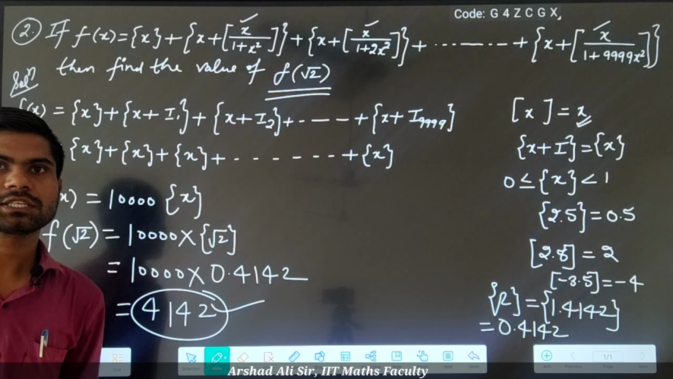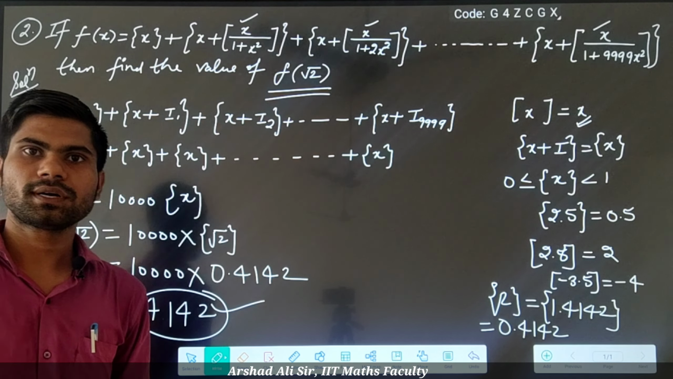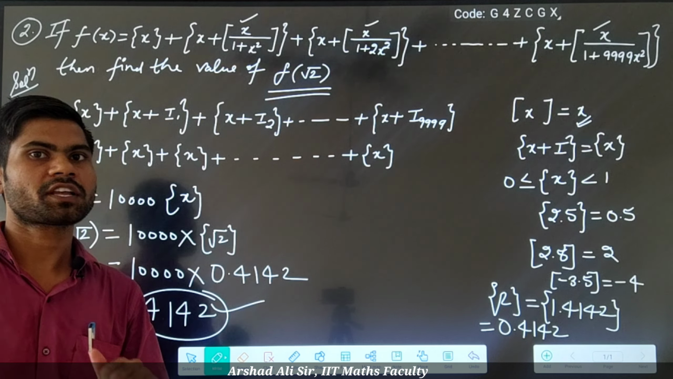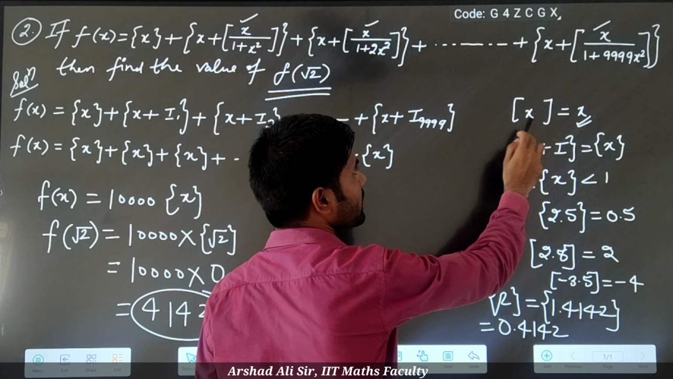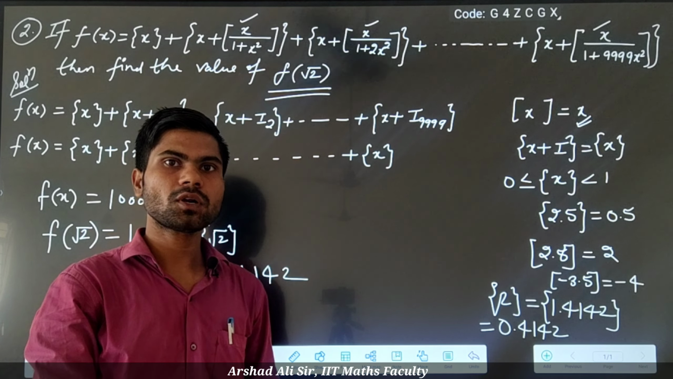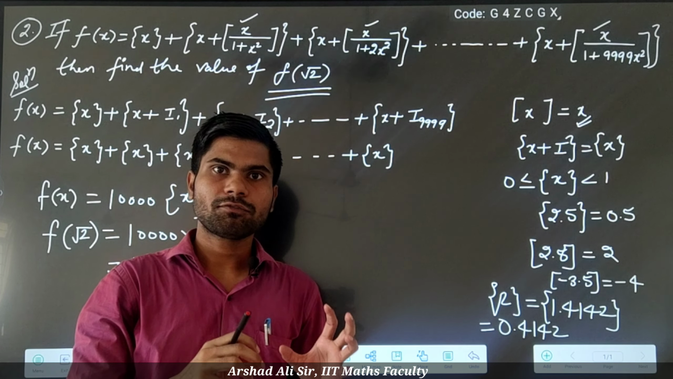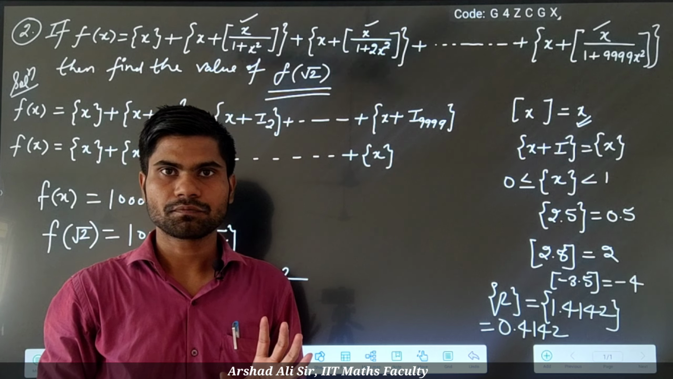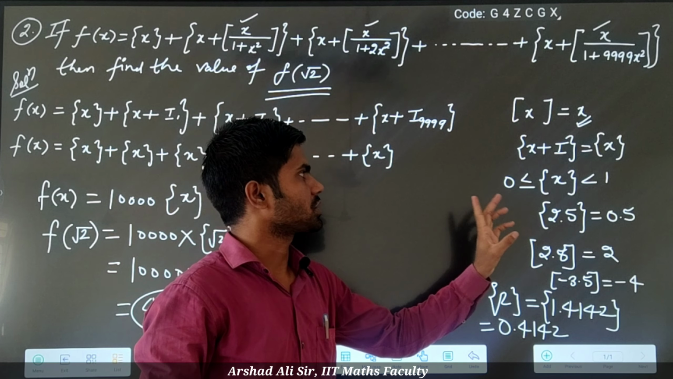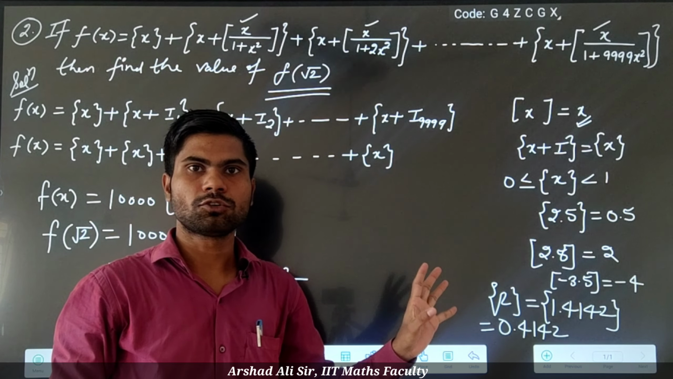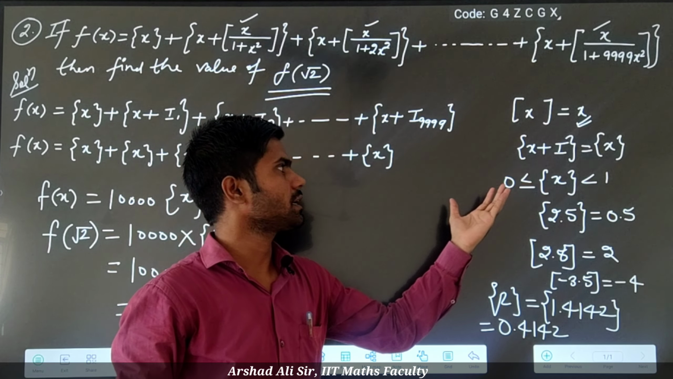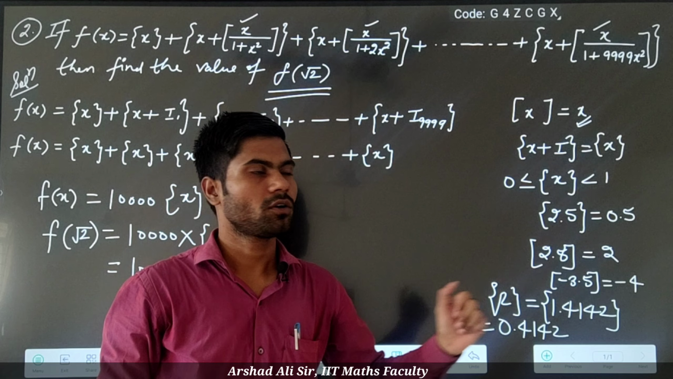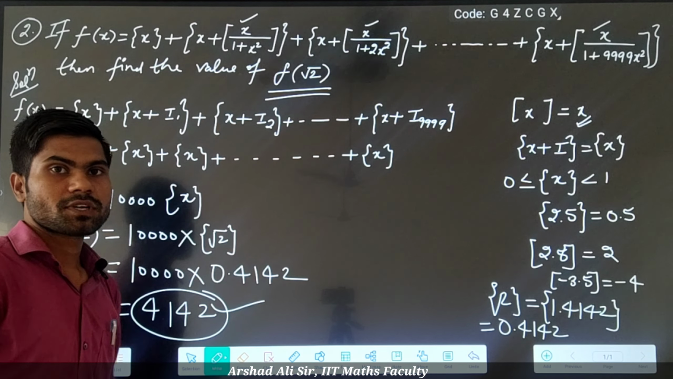I hope you understood this question. You need to remember the properties of the greatest integer function and the fractional part function. Greatest integer function means if you put an integer or non-integer number inside the square bracket, after calculation you will get an integer. And the fractional part function means you need to take only the decimal value. So what is the range of the fractional part function? Less than 1 and greater than or equal to 0. Okay student, now we will discuss question number 3.